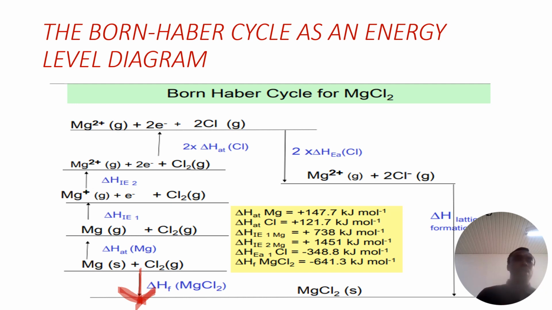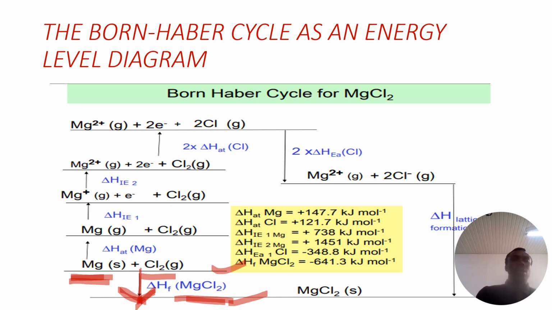When we talk about enthalpy change of formation, it is the enthalpy change when 1 mole of a compound, which is magnesium chloride, is formed from its elements, magnesium and chlorine, under standard conditions. And it's an exothermic process. You can see from the reactant to the product, the atoms and the charges are balanced.